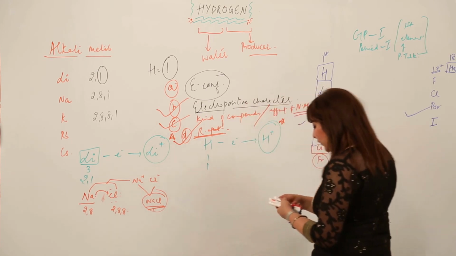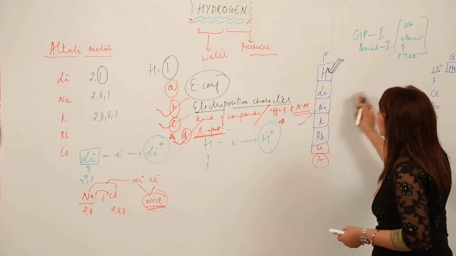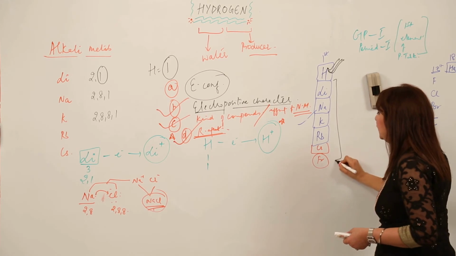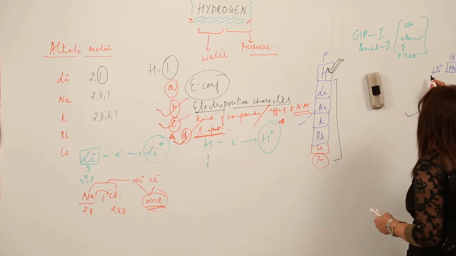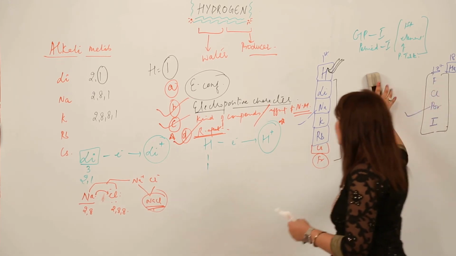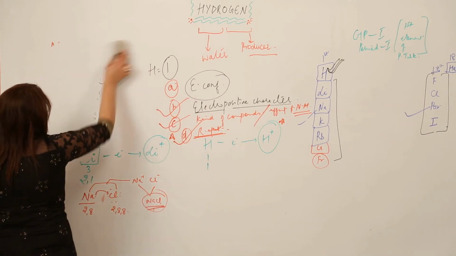Now we have the justification for what similarities link hydrogen with the alkali metals. You know the similarities now. Now we'll be discussing what similarities it has with group 17. So I'm just rubbing it off. I hope you have got the similarities of hydrogen with alkali metals.